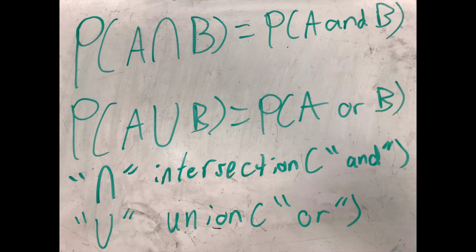So when you first learn about probability, you'll probably see a lot of symbols like the upside down U, which is also known as intersection, and it represents and. So when you see P of A intersection B, it stands for the probability of A and B. Another symbol looks like a U, which stands for union, and it represents or. So when you see P of A union B, it stands for the probability of A or B.